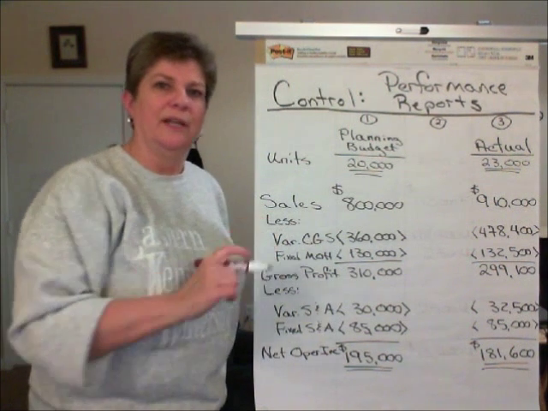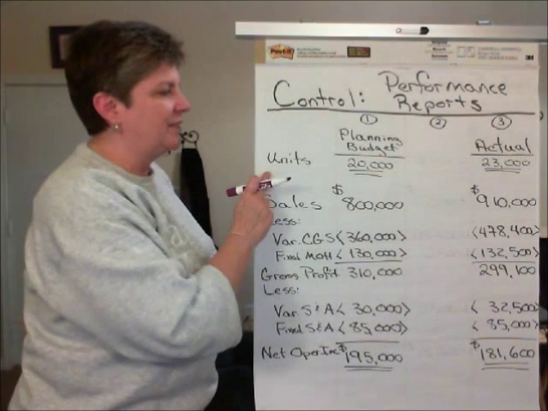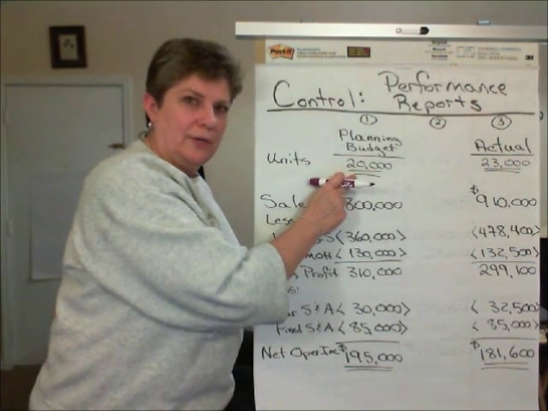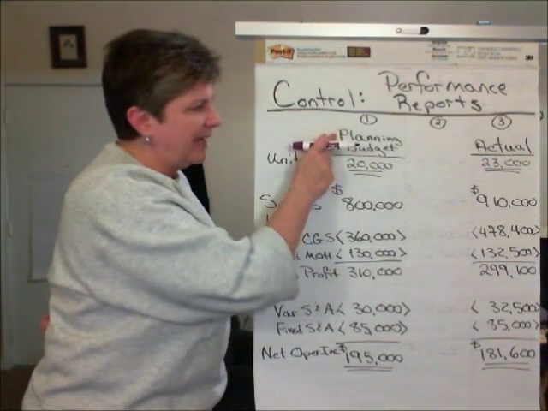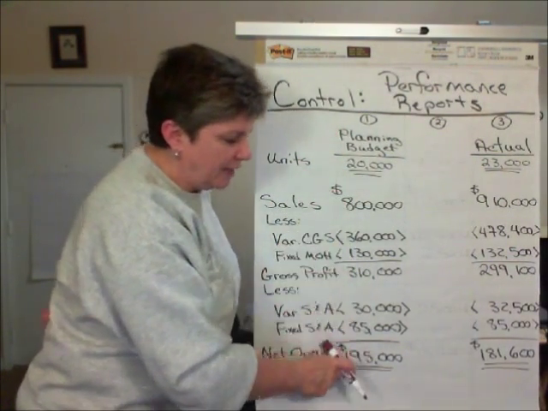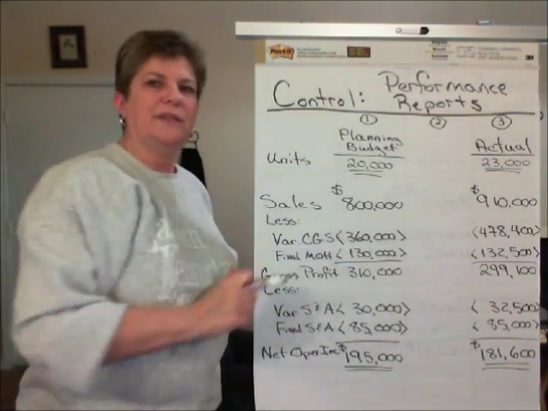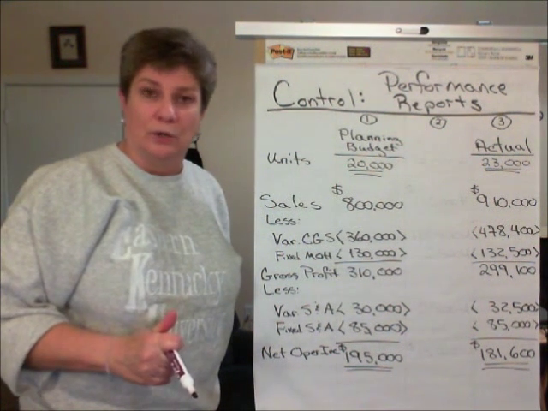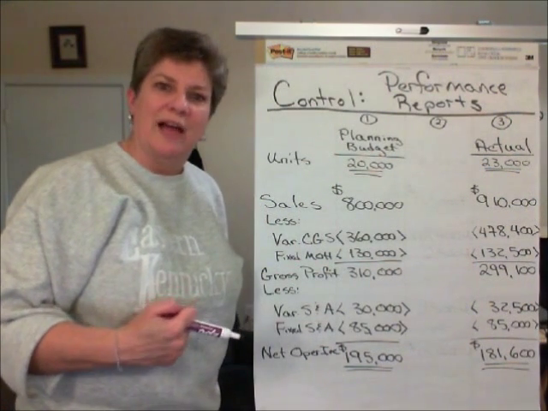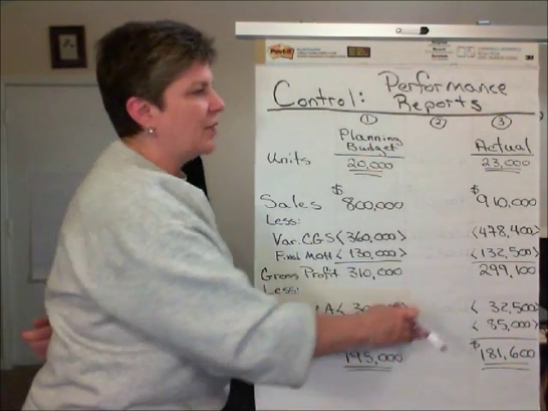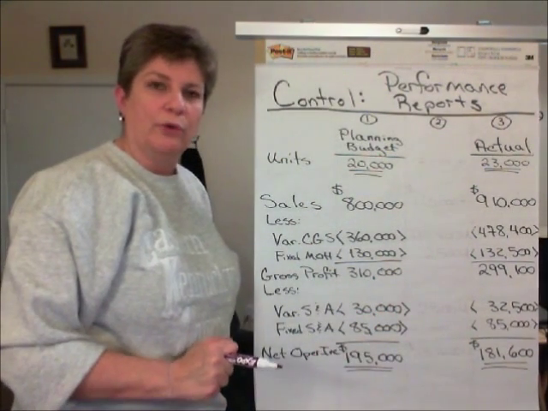This is a company that has a single product, and they planned to sell 20,000 units of this product in the month. So this column, the planning budget column, is their budgeted income statement based on 20,000 units produced and sold of their product. Well, the month has passed, and it's time to evaluate what happened during that month. So this column is the actual result for the period.